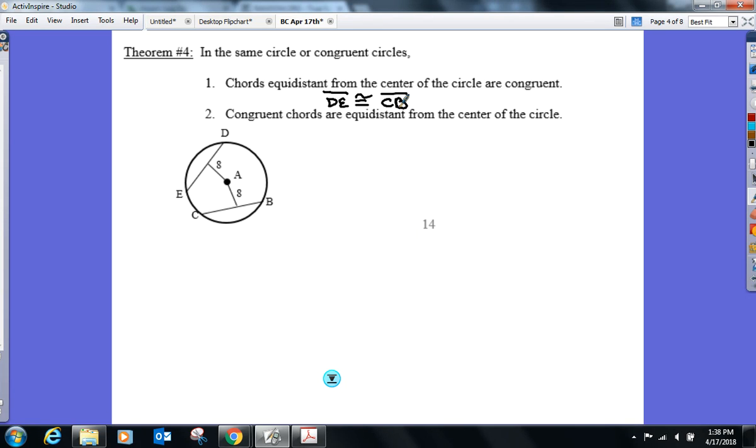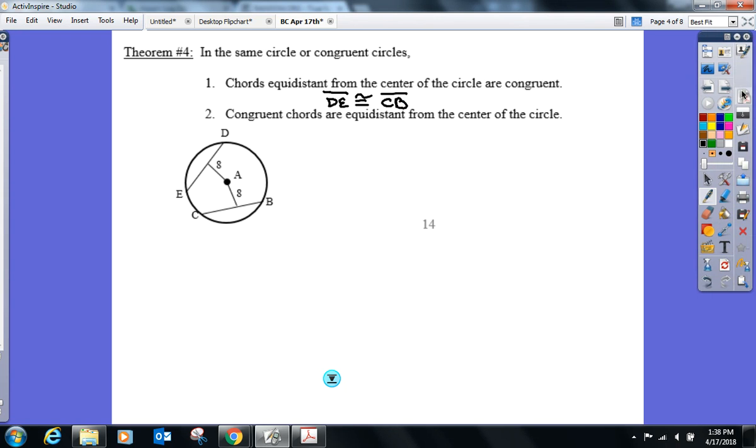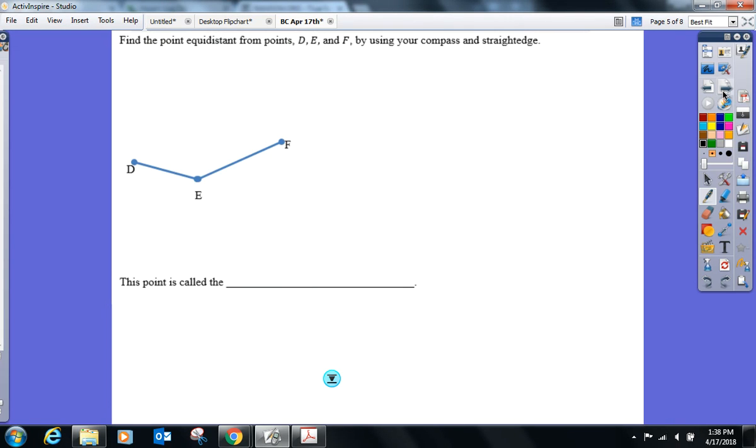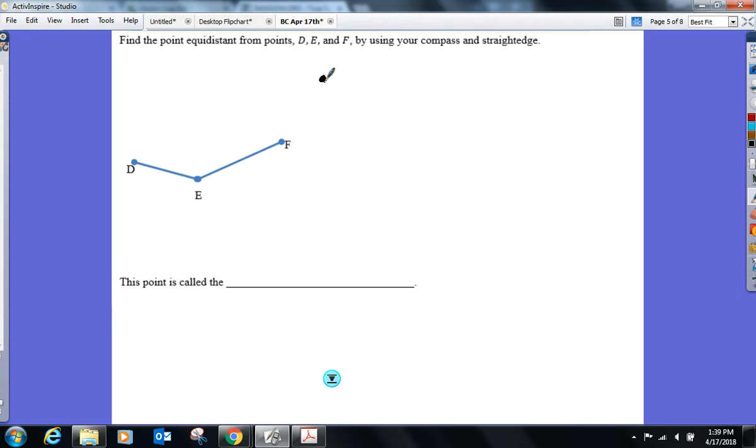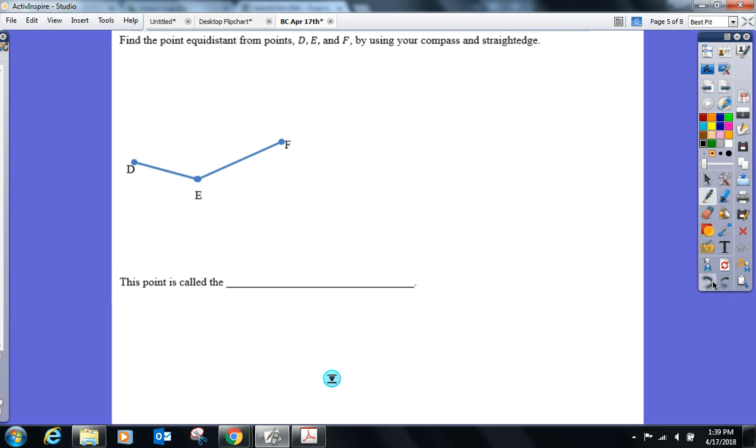All right. I got a little task for you to see if you can help me out. This is also a review from this year. I got points D, E, and F, and I need you to use your compass and straight edge to help me find a point that's equidistant from them. That point's going to be pretty powerful. So here's D, here's E, here's F. Obviously, the point's not going to be here. That's not going to be equidistant, right? Probably not going to be here either. Anybody? We have done this before.